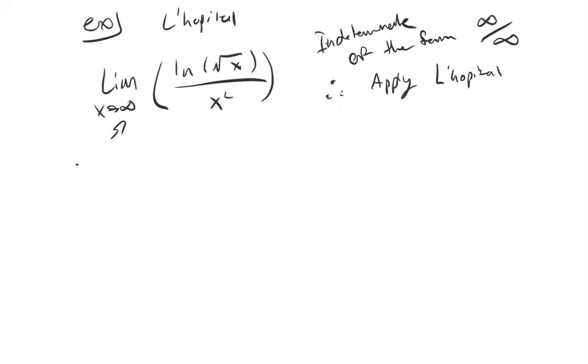So we have that our limit up here is equal to, and we're going to start taking some derivatives. So the derivative of the denominator, nice and easy, just 2x. The derivative of the numerator is 1 over the square root of x times the derivative of the square root of x, which is 1 over 2 root x.